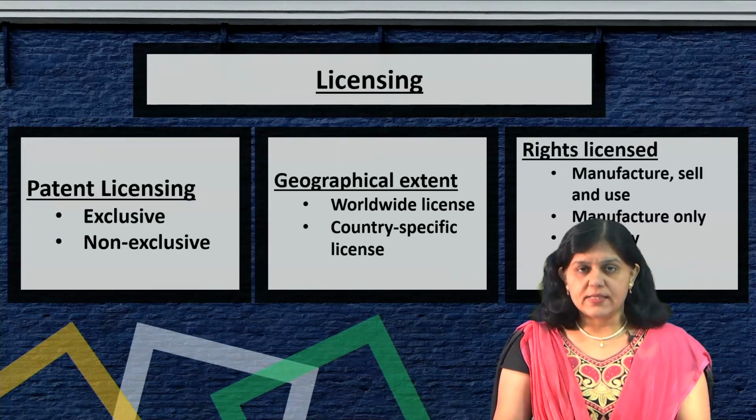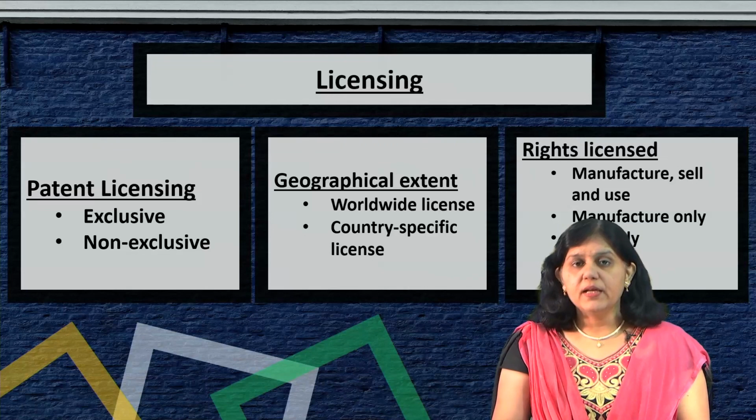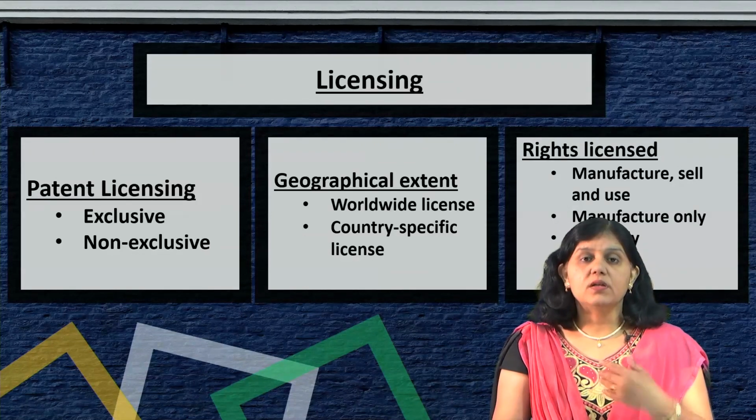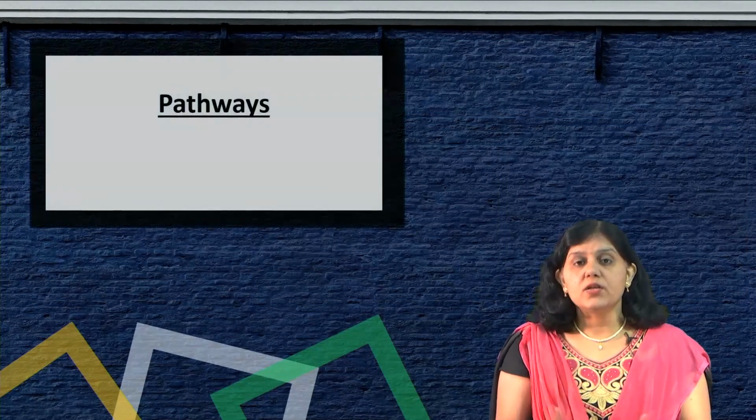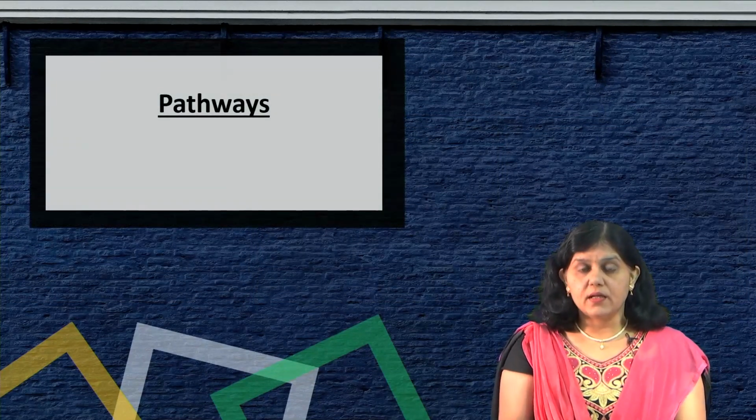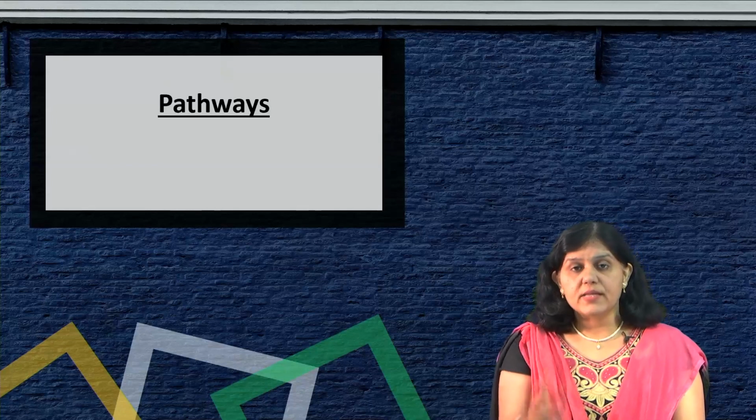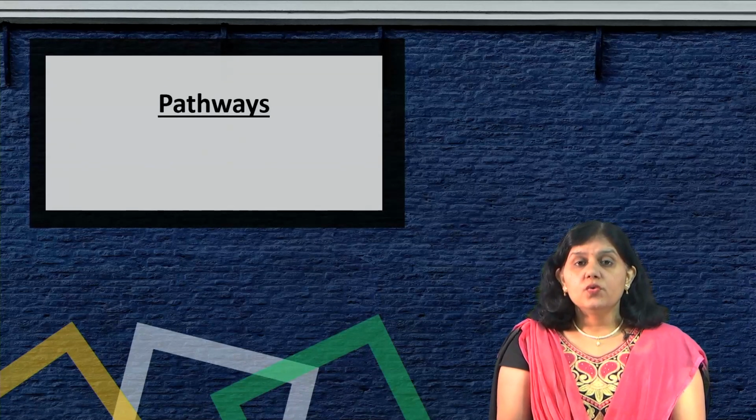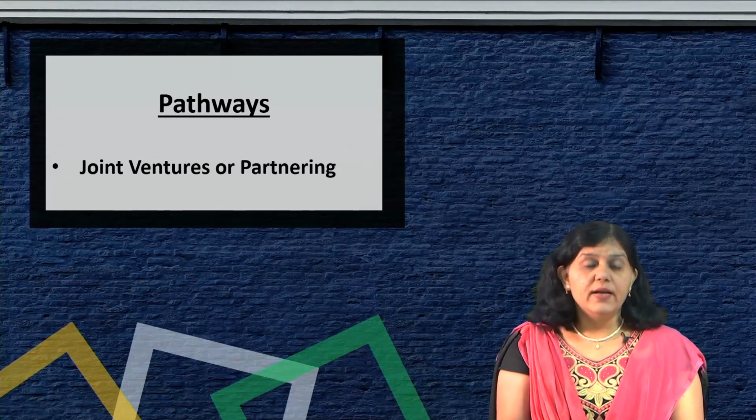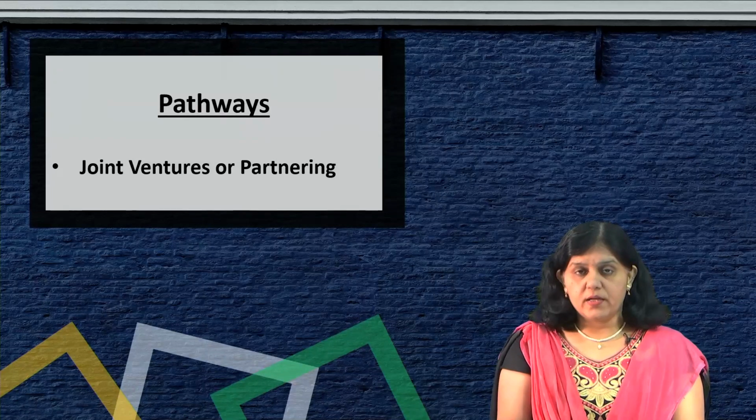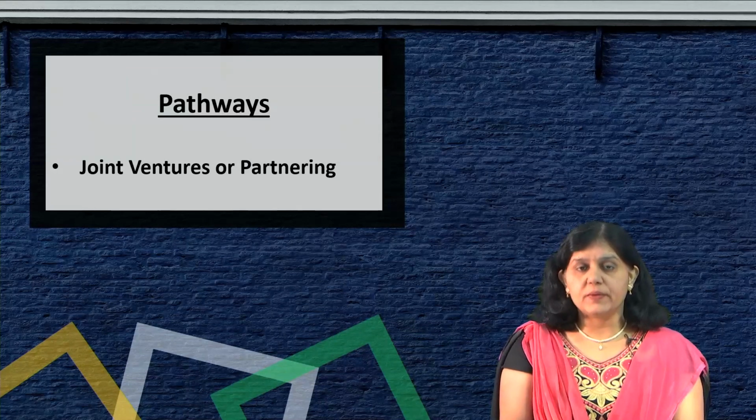So this is licensing. We have seen internal development, then we have seen licensing. Now the third one is joint ventures or partnering. Now what are joint ventures or partnering? They are for patent transactions, right? So you can think of it this way: you have invented something, and now you are the owner of a patent, right? You have rights over that particular invention.